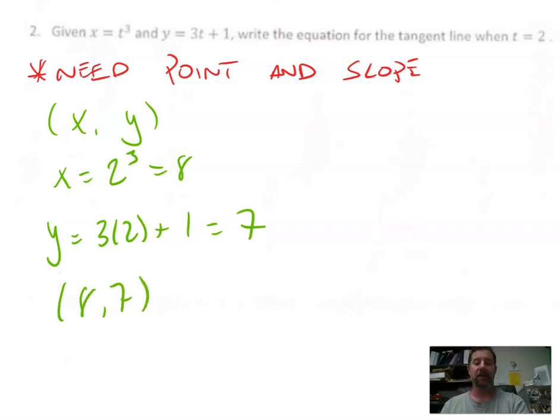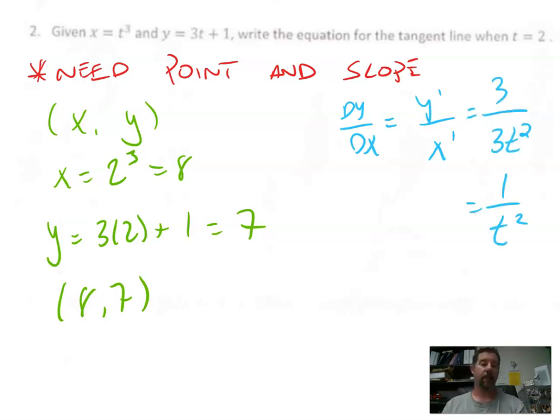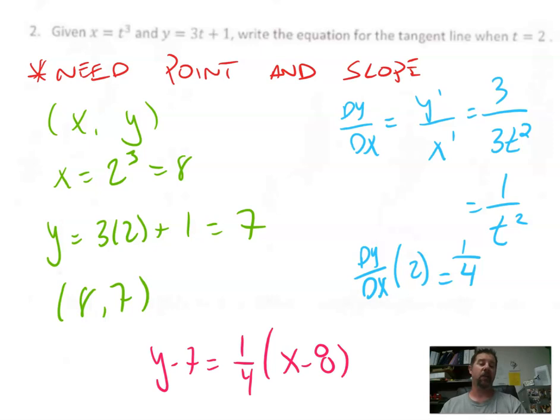Now we just need to find the slope. To find the slope, again, we just got to do y prime over x prime. And in this case, that's going to give us 3 over 3t squared. And when I simplify that, I get 1 over t squared. And when we evaluate that at t equals 2, we end up with 1/4. So now we got our point and slope. So now we just got to write our equation. y minus 7 equals 1/4 (x minus 8).